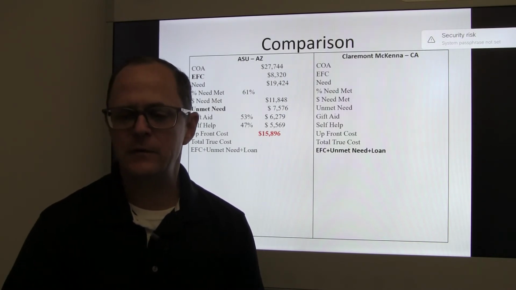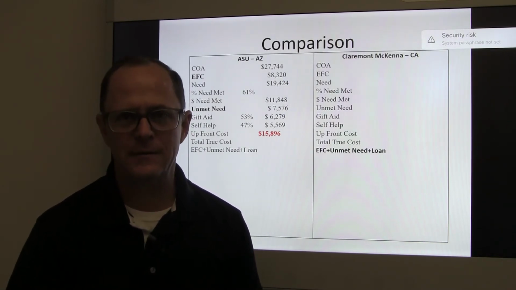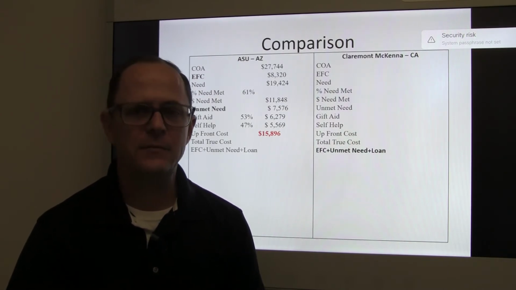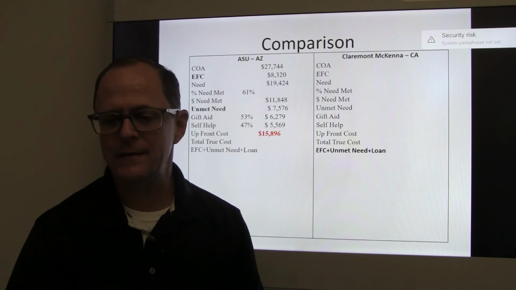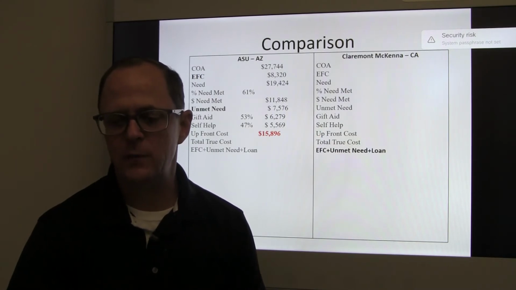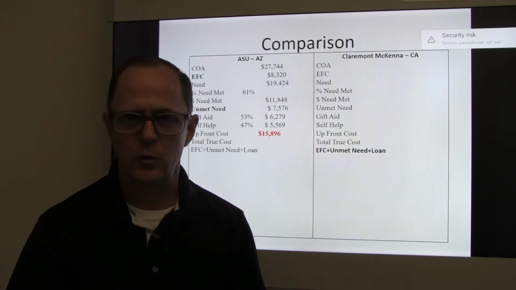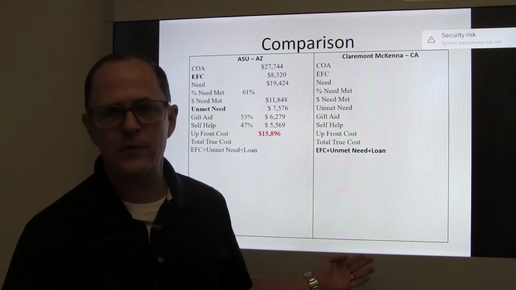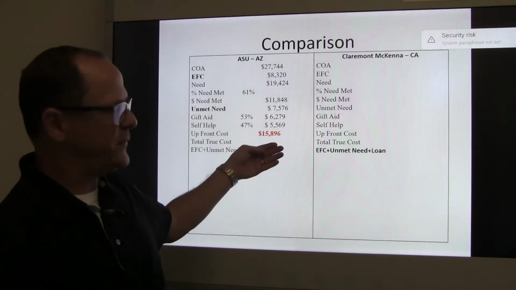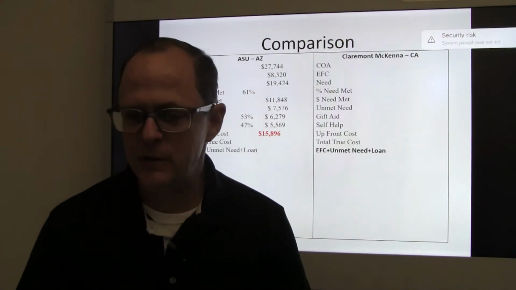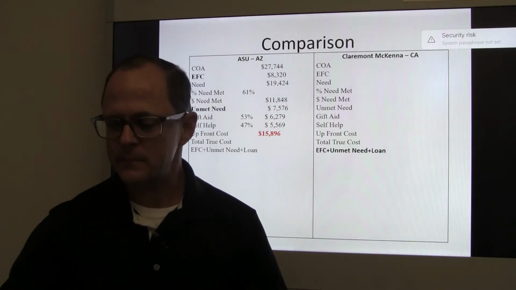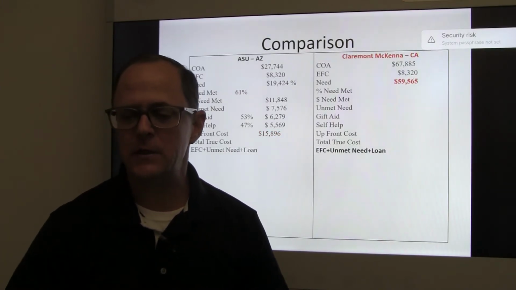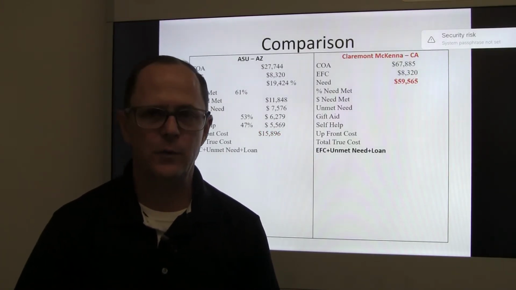So they're going to give the student $6,279 in scholarship or grant and $5,569 in the form of a loan or work study or a combination of those two things for an upfront cost of $15,896. Now on the other side of our screen, our comparison college is going to be Claremont McKenna in California.